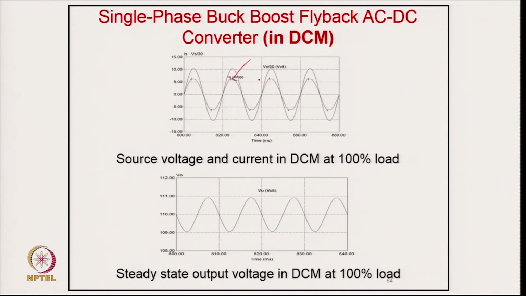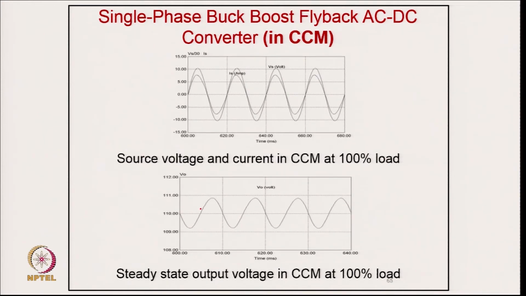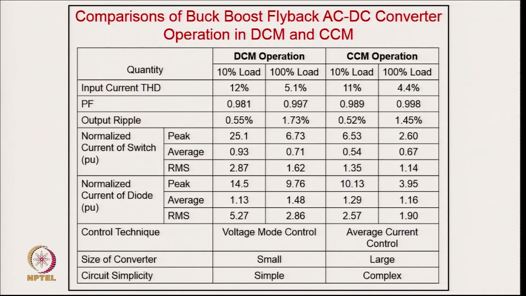You can have supply voltage and supply current in phase, and you can see the ripple voltage is hardly more than 2%, only 1 volt above and below 110 volts, and this is in case of CCM. You can see the CCM current is much better than the DCM, for voltage and input current, and that is the output voltage, and typically this is what you can call the total performance.